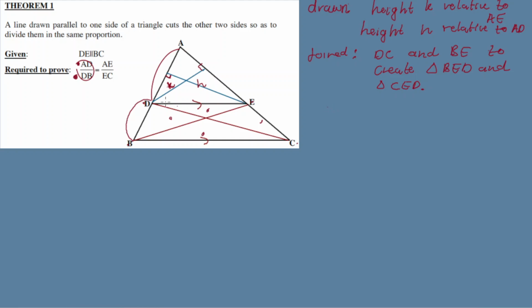So it means that in order to calculate this ratio, I'm going to use the areas of the triangles ADB and triangle DEB or BED. So that's why I chose BED as our triangle after joining these corners. So the area for triangle ADE divided by the area for triangle BED.